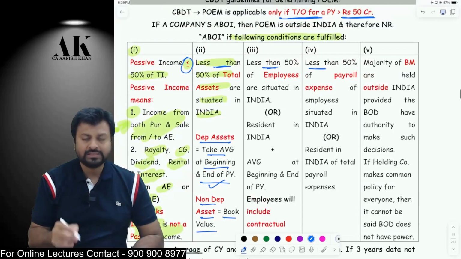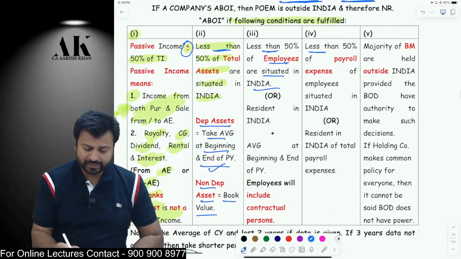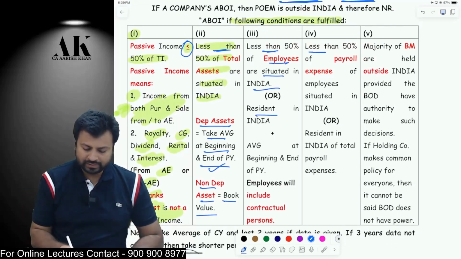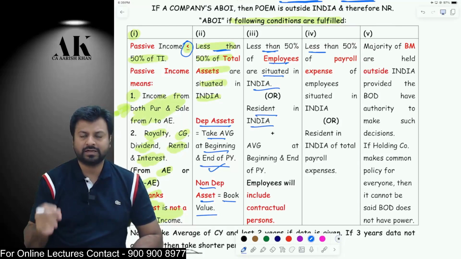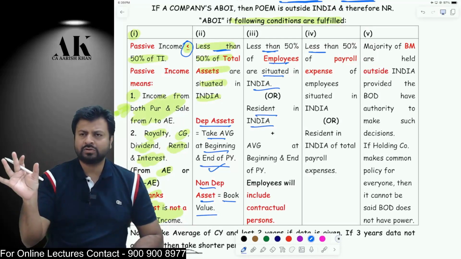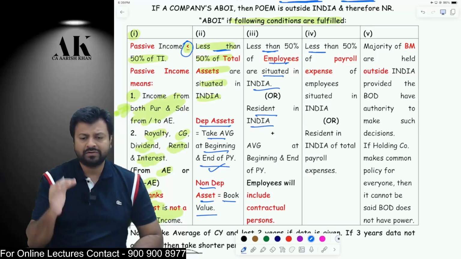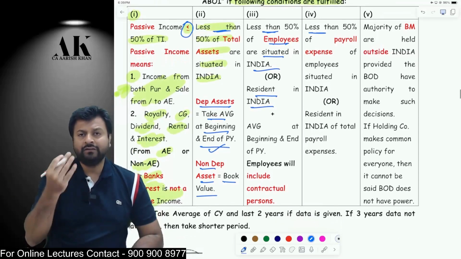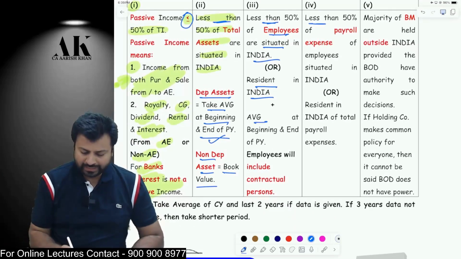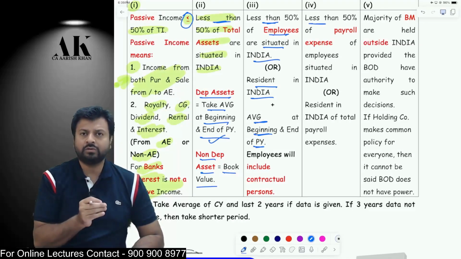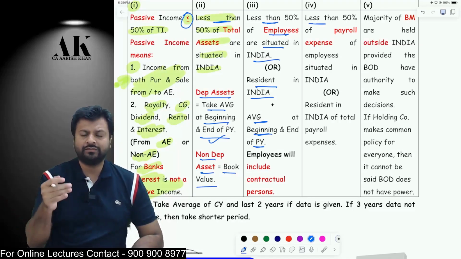Third one, less than 50% of the employees are situated in India. Therefore, your Indian employees, or the resident employees, have to be less than 50%. They will give you data: say 100 employees in total, out of which 60 are situated in India. Therefore, 60% in India. How will you compute the number of employees? You have to take the average of the employees at the beginning and at the end of the year, that is, on 1st April 2023 and 31st March 2024, divided by 2.